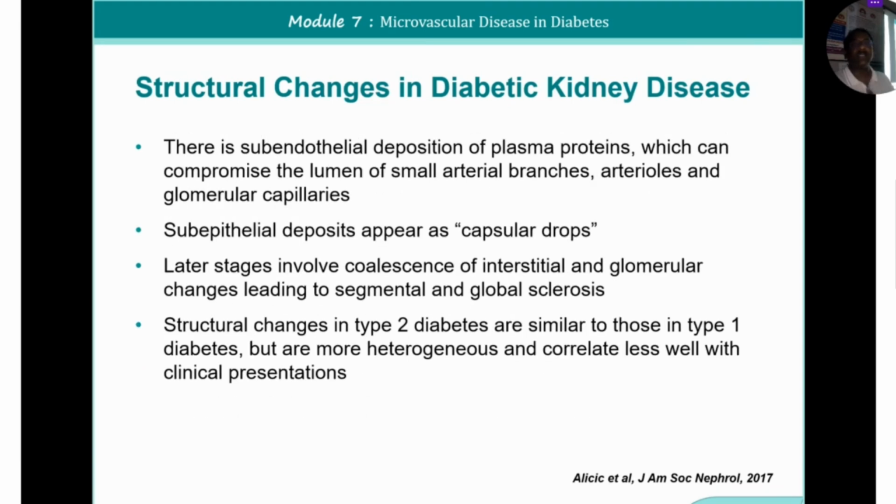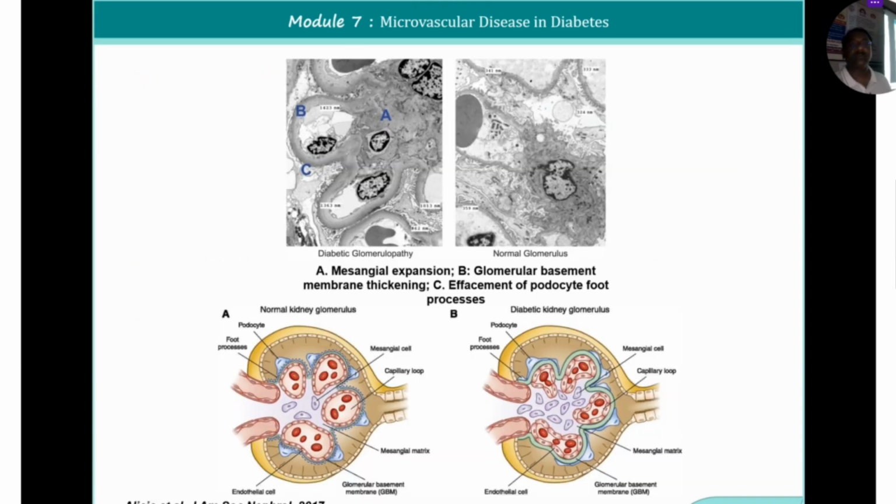Structural changes: there is a subendothelial deposition of plasma proteins, which can compromise the lumen of the small arterial branches, arterioles, and glomerular capillaries. Subepithelial deposits appear as capsular drops. Later stages involve coalescence of the interstitial and glomerular changes, leading to segmental and global sclerosis. So these are all the mesangial expansion, basement membrane thickening, and podocyte foot process changes. This slide I already showed you.